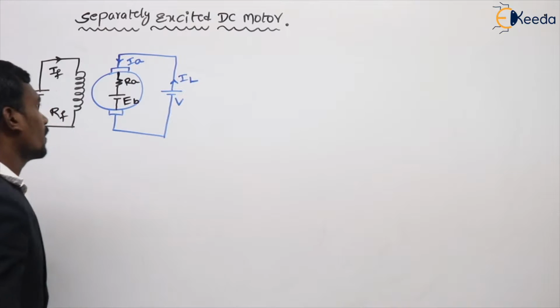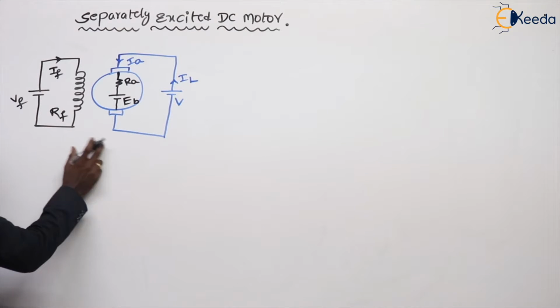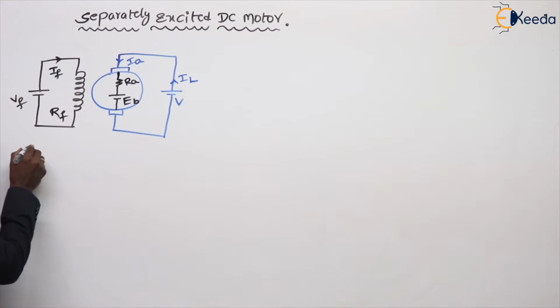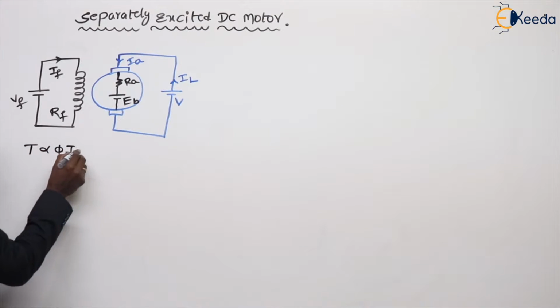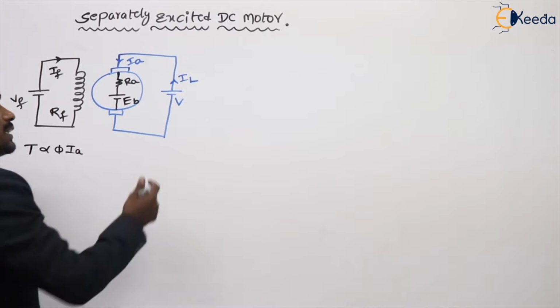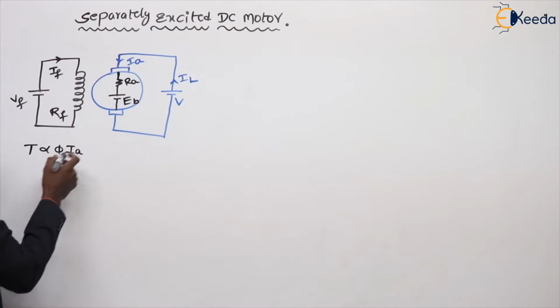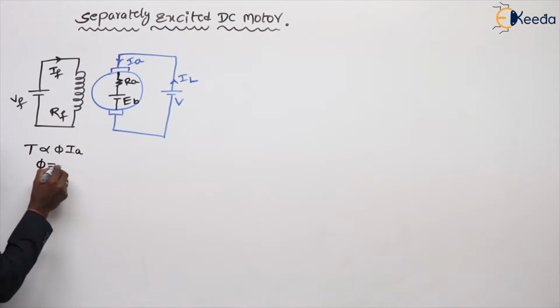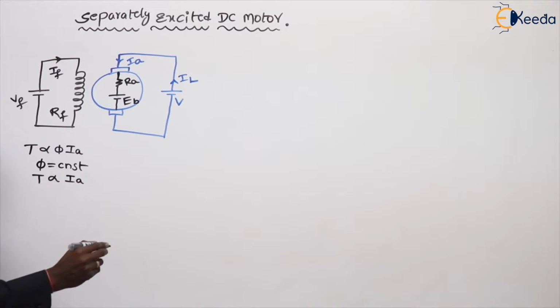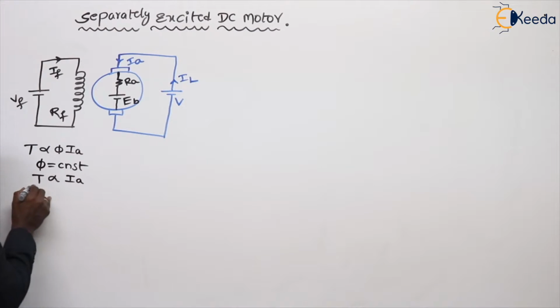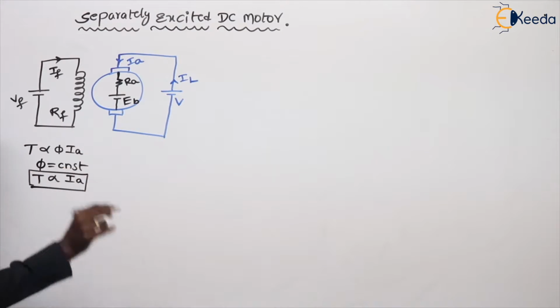Okay. Next one. What are the current equations from this? Before that, we know torque is directly proportional to phi into Ia. But even though the load changes, the flux is constant. So torque is directly proportional to Ia. This is very important for the separately excited motor.